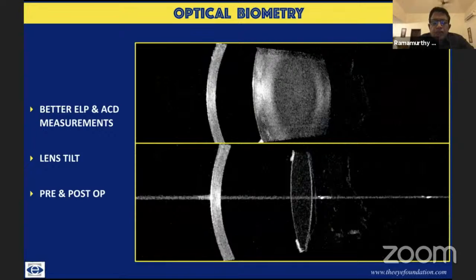There was no significant instrument that was available to us as far as the AC depth was concerned in the postoperative period. But here you can see this is with the natural lens and this is with the pseudophakic lens. And you can see the precision with which the AC depth as well as the effective lens position can be measured with this particular instrument. It also gives us an idea about the lens tilt. Most often, both the natural lens as well as the pseudophakic lens that we place is tilted a little nasally.